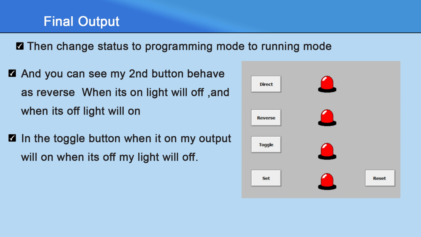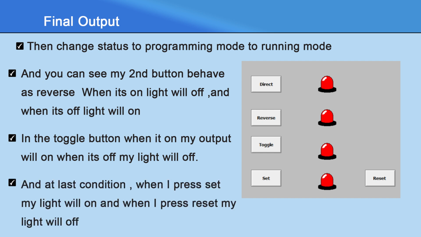When I press it, my output will remain on, and when I press it off, my light will remain in the off state. Okay. The last condition is the set reset. When I press set, my light will be on, and when I press reset, my light will turn off. Okay.